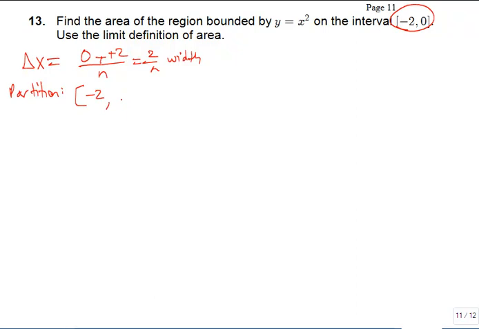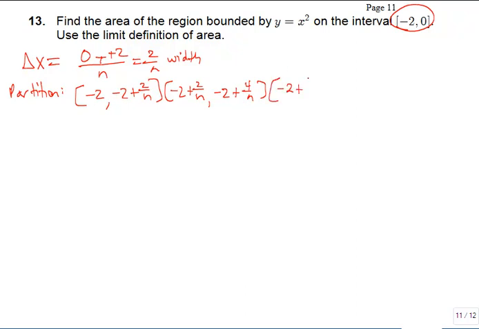So the next endpoint over is going to be -2 plus that single width. So we want to go over one width to close off that first rectangle. Then the next rectangle will pick up where that one left off, and I want to add to that another 2 over n, which is going to make it negative 2 plus 4 over n. So I've added 2 of these widths to get that second right endpoint.